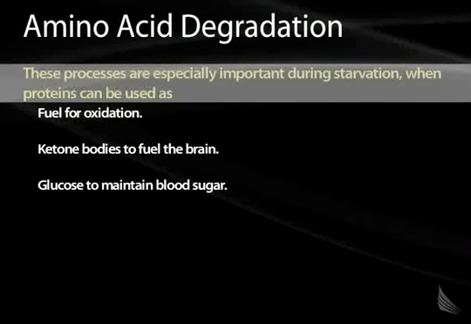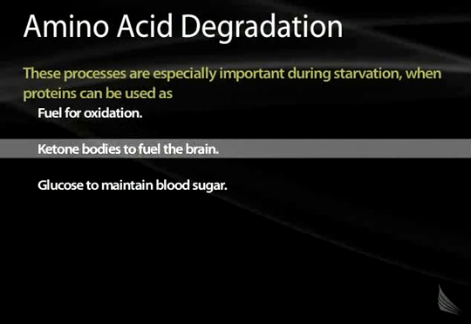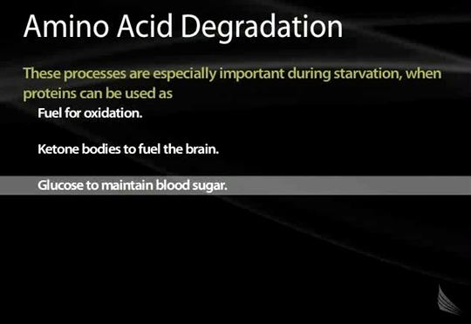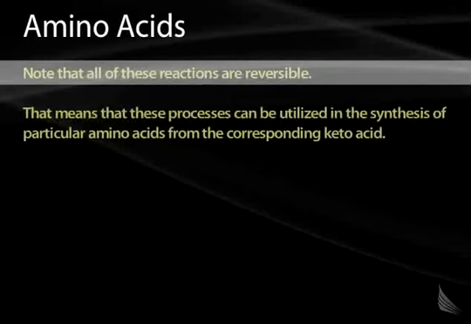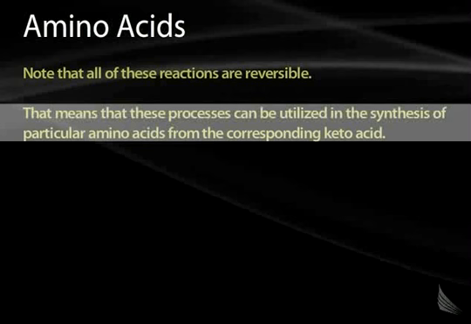Now, these processes of amino acid degradation are especially important during starvation because in those conditions, proteins can be used as fuel for oxidation. They can be used to form ketone bodies to provide fuel to the brain, and they can also be used in gluconeogenesis to maintain blood sugar. The other thing to note is that all of these reactions are reversible. That means that these processes can also be utilized in the synthesis of particular amino acids from the corresponding keto acid. So not only can you break down amino acids to glucose, but you can also take glucose and other intermediates and form amino acids.